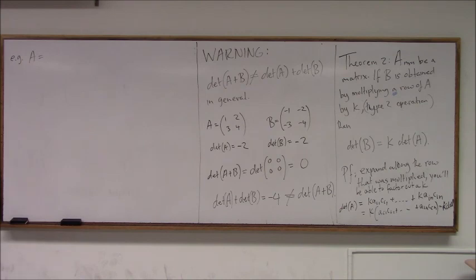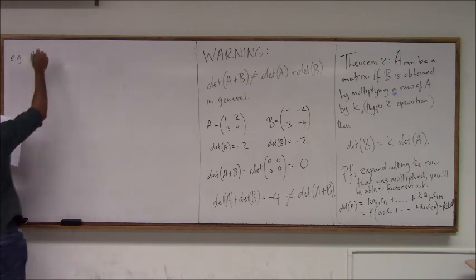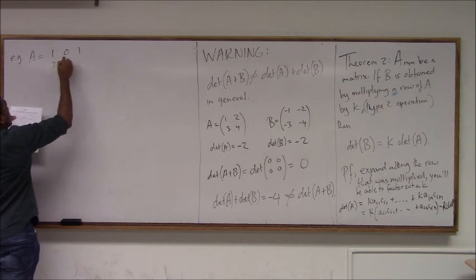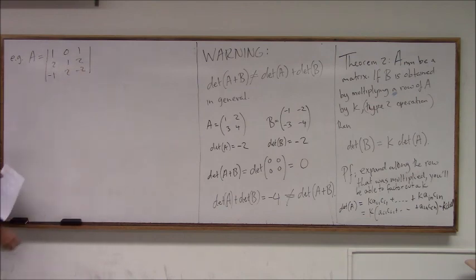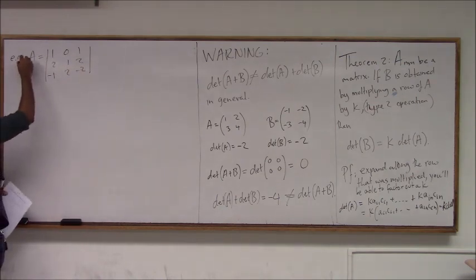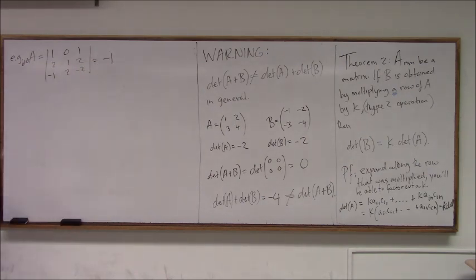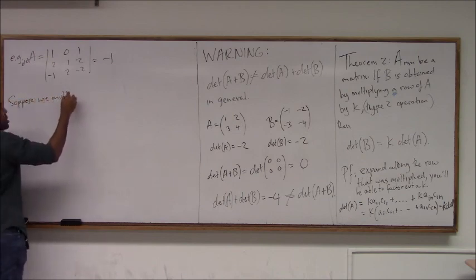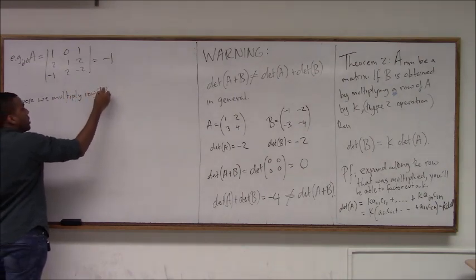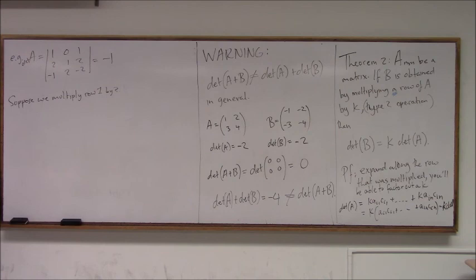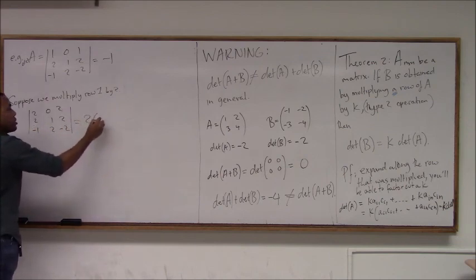Let's take the same matrix from the quiz. We know what that determinant is already. It was 1, 0, 1, 2, 1, 2, minus 2, 2, minus 2. We got that the determinant of A was minus 1 before. So suppose we multiply row 1 by 2. It doesn't matter which row I multiply by 2, by the way. Then I want to find the determinant of this matrix. It turns out the answer is just going to be 2 times minus 1.